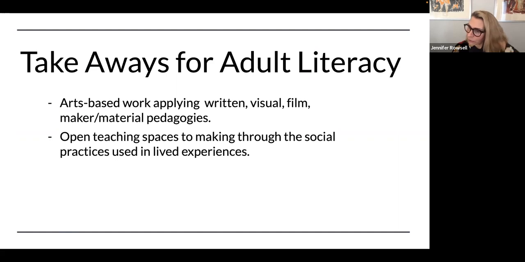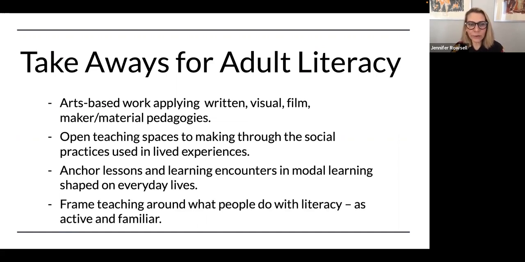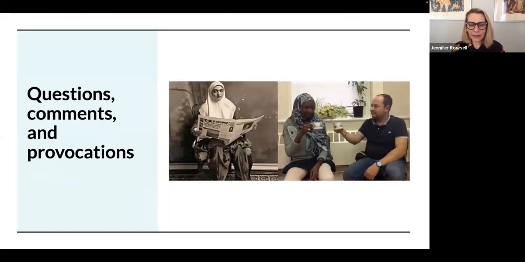Somebody I work a lot with who does adult literacy work, her name is Rahat Zaidi in Canada, and she does documentary film work with adult learners. Opening teaching spaces to making, taking a makerspace approach with adult learners, bringing in stuff and having them make, and what that does for thinking and what that does to create a calming space, an affective feeling of being able to learn together, think together, design together, anchoring lessons and learning in modal learning, which I'm sure you already do, and then framing teaching around what people do with literacy as active, as seeing, as hoping, as knowing, as disrupting. So that's really my talk.